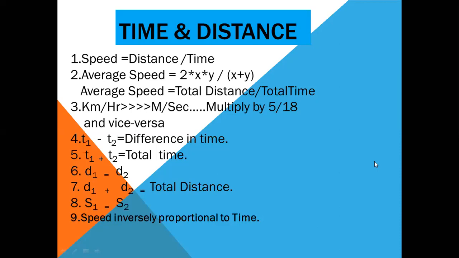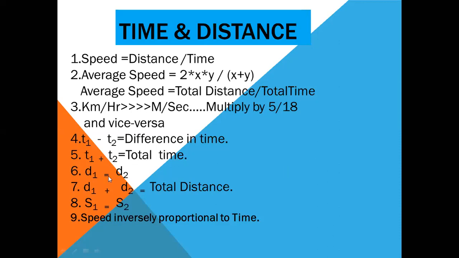Now, formulas 4 to 9 are certain rules that you have to keep in mind while solving sums of time and distance, trains, boats and streams, upstream, downstream. If you can see, formula number 4 is for whenever there is a question of late and early: you can use this formula, T1 minus T2 equals the difference in time. And whenever in the question you have been given total time, you can use this formula, T1 plus T2 equals total time.